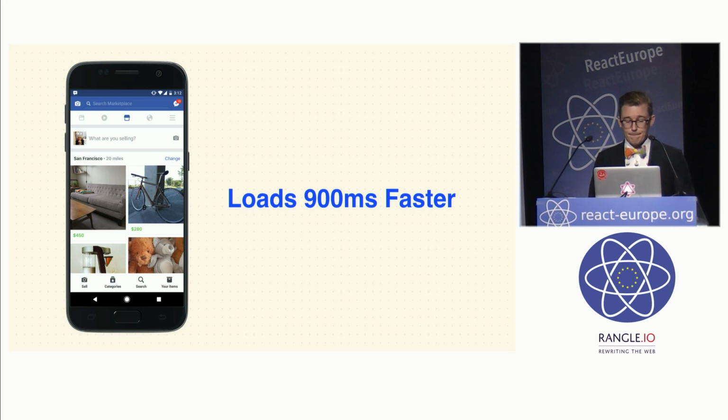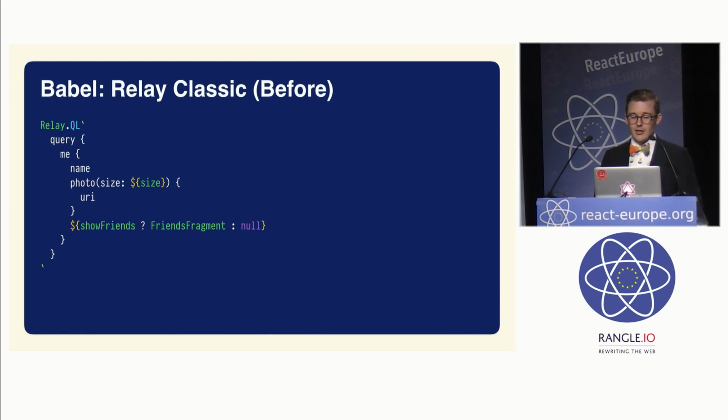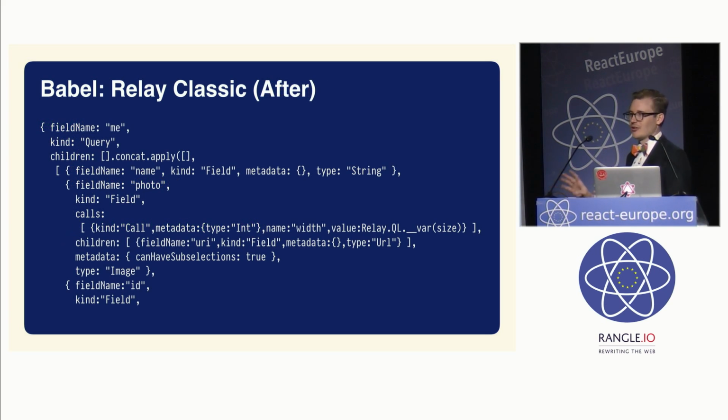So to achieve Relay Modern, we needed to add something that's relatively unfamiliar to JavaScript developers, but very familiar to native iOS and Android developers, a compiler. But actually, Relay Classic's always relied on a compiler, because Babel's a compiler. But the Relay Babel plugin translated queries into direct data structures to be used at runtime, something that looked a little bit like this.